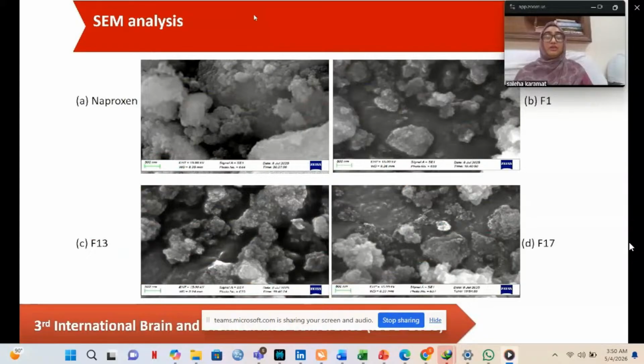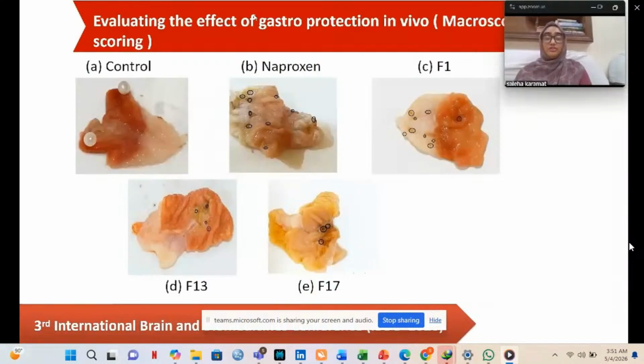In this, the control group shows no gastric ulcers as there is no injection of pure naproxen or any other formulation. In pure naproxen, F1 formulation, and F13 and F17 formulations, the circle shows there is a gastric lesion in the stomach, and my formulations F13 and F17 show less gastric lesion, which shows that there is an effect in the formulations. Next is the gastric lesion score, as F13 and F17 show less gastric lesion as compared to the pure naproxen.